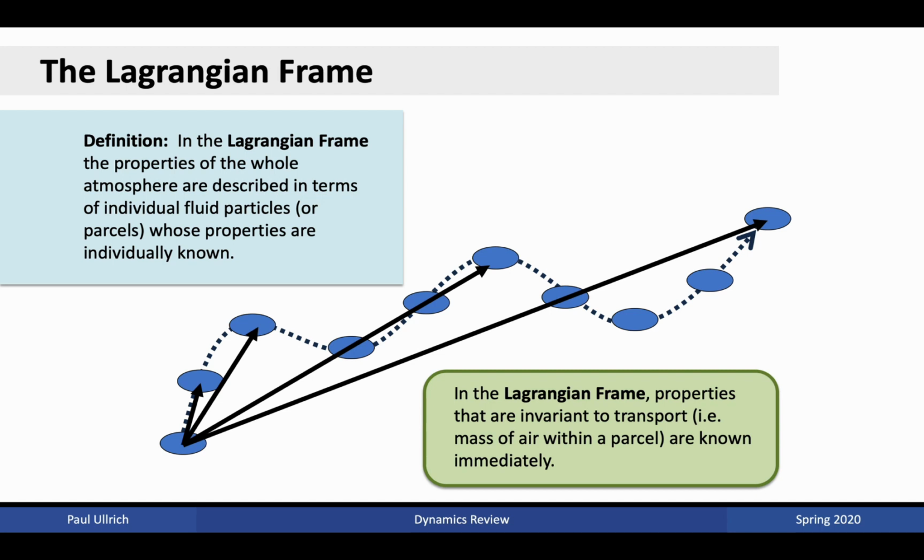The Lagrangian frame is primarily what we've been investigating so far. This is where properties of the whole atmosphere are described in terms of individual fluid parcels and how those parcels move around. In the Lagrangian frame, there are many properties that are invariant to transport, things like mixing ratio, specific humidity, and parcel mass. Because the parcel itself can deform, but basically maintains the exact same molecular composition, you get conservation of mass as you follow the fluid parcel.